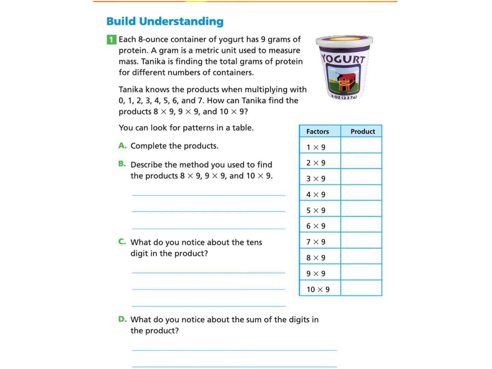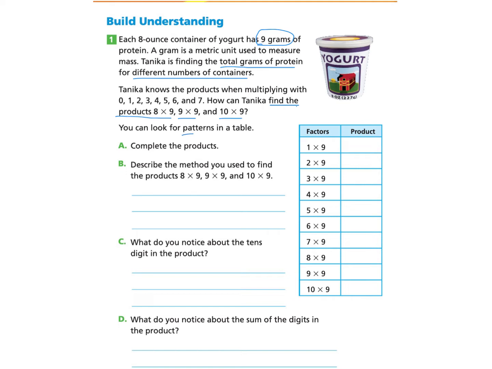We will begin under Build Understanding, Part 1. Each 8-ounce container of yogurt has 9 grams of protein. A gram is a metric unit used to measure mass. Tanika is finding the total grams of protein for different numbers of containers. Tanika knows the products when multiplying with 0, 1, 2, 3, 4, 5, 6, and 7. How can Tanika find the products 8 times 9, 9 times 9, and 10 times 9?